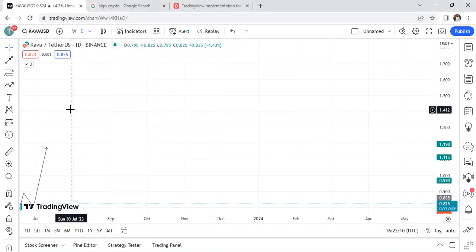This is my TradingView. If you don't know how to use TradingView, I'll put the link in the description to look at how you can use it. If you're using your phone, the same thing applies, right?